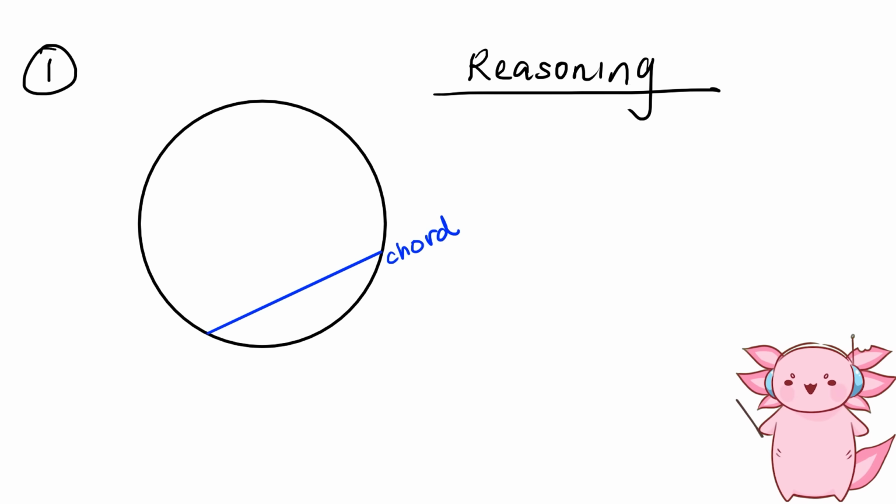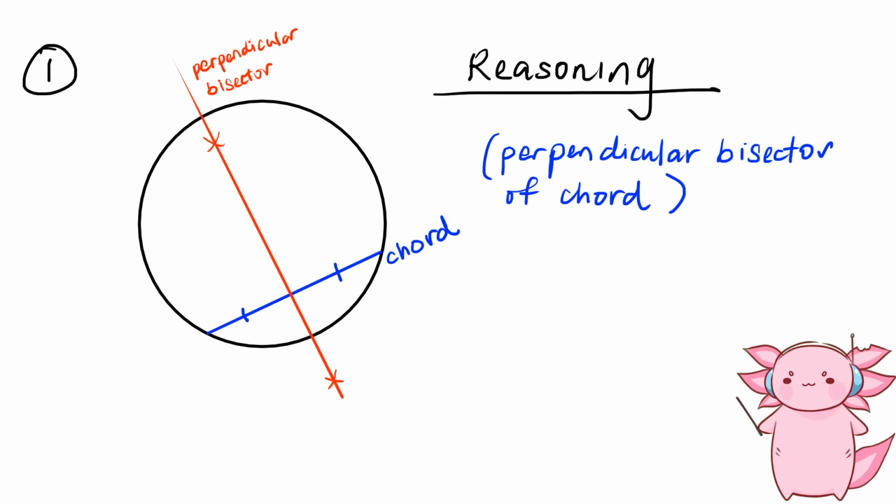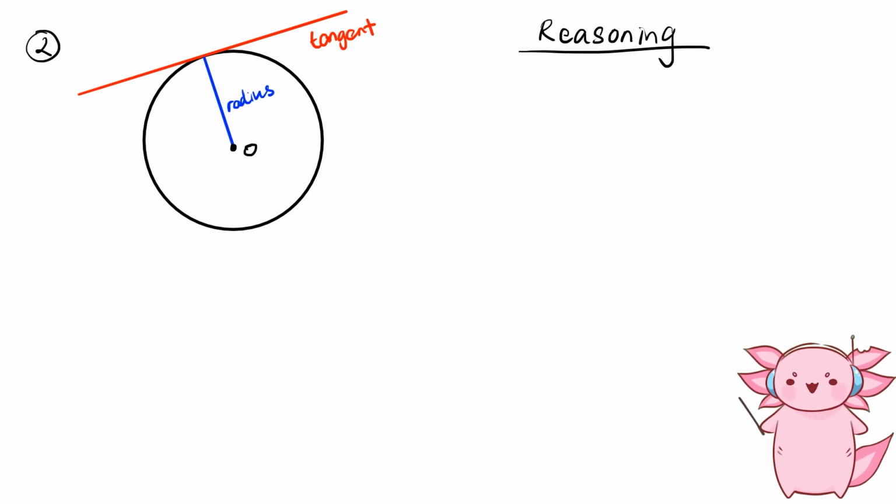Okay, let's start with this chord in the circle, and we draw the perpendicular bisector. This chord splits into two equal parts, and the bisector actually passes through the center of the circle, making this length the diameter. The next kind is when there's a tangent and also a radius at that point. So the tangent is actually perpendicular to the radius. So this angle here is 90 degrees.